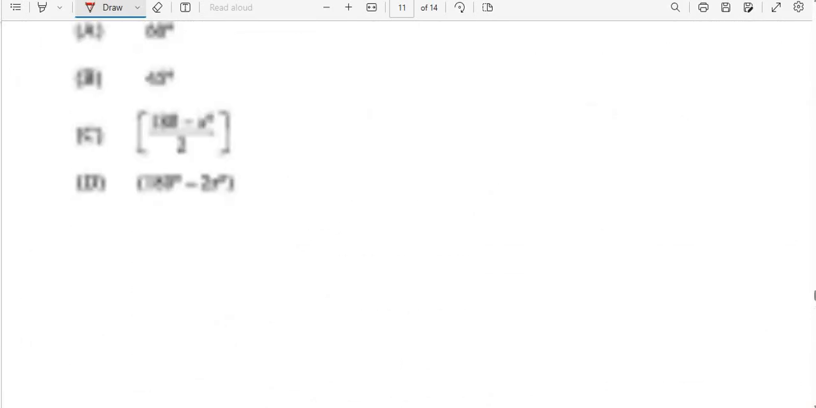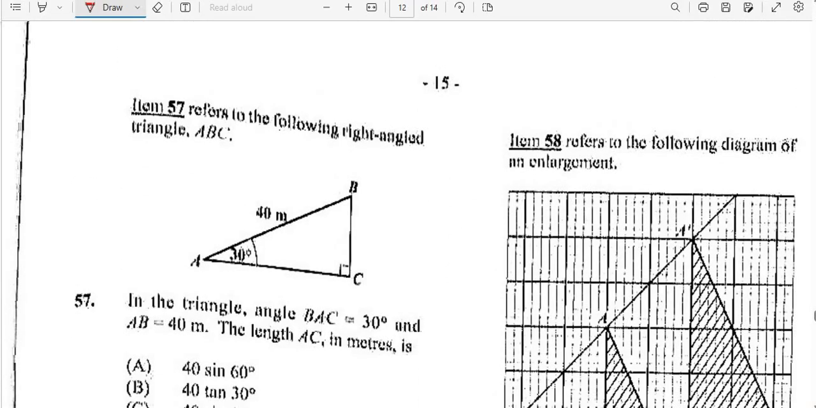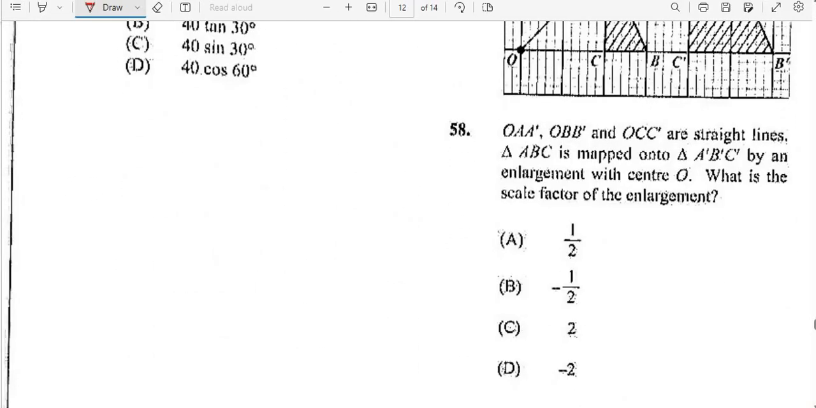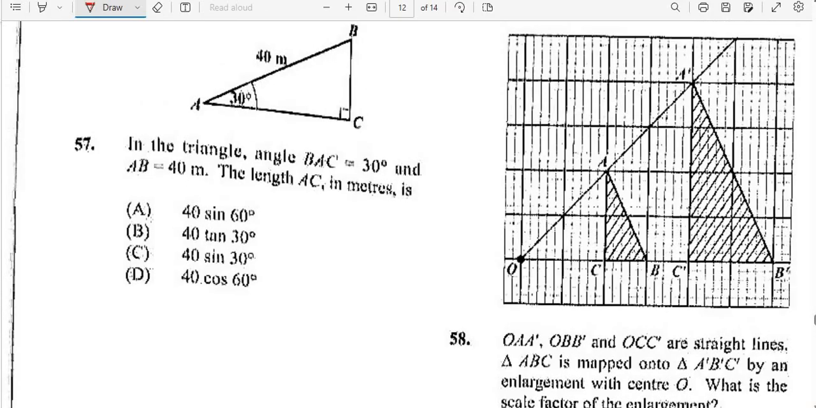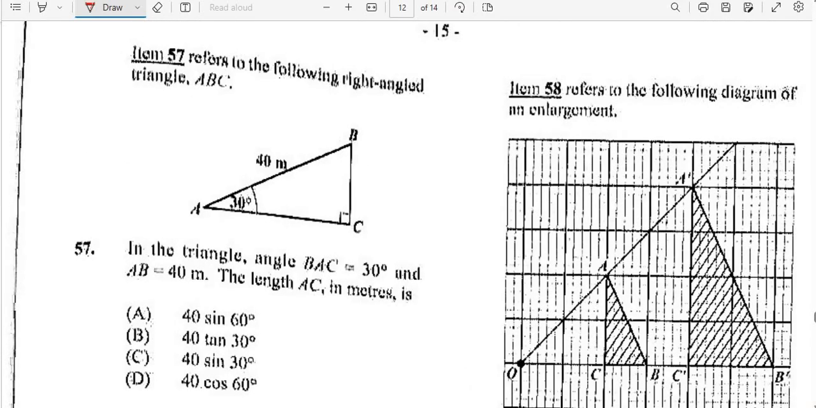So let's go to question 57. Okay, so 57 here. In the triangle, angle BAC is 30 degrees and AB is 40 meters. What is the length of AC? How do we find the length of AC?